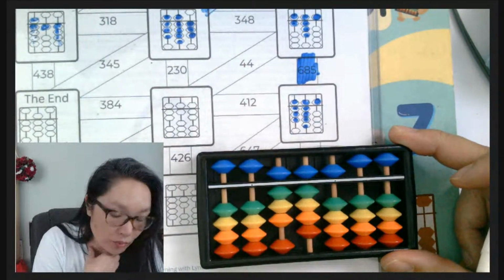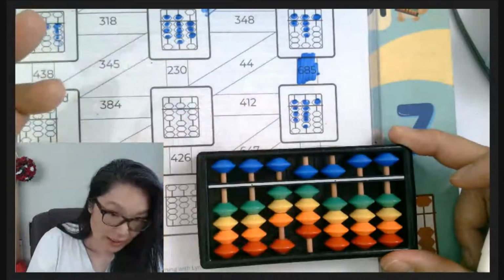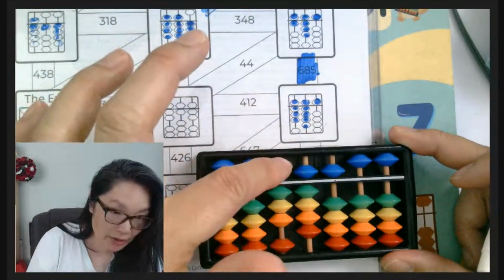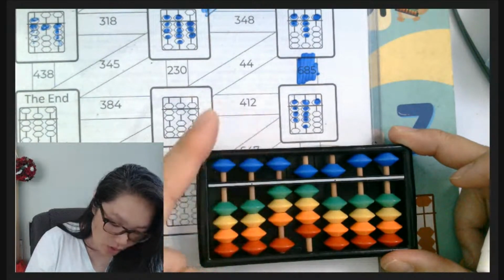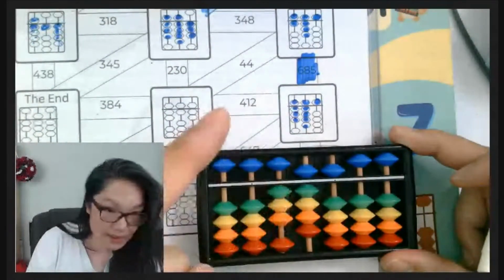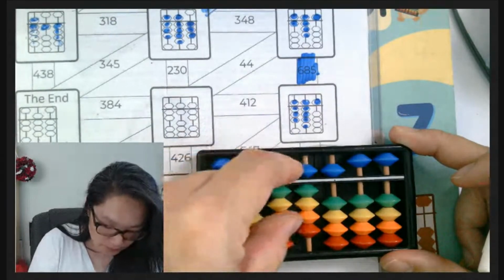What about the blue? If it goes up like this, then this would be 3, because now it's no longer counted. So we count 5, 6, 7, 8, or 1, 2, 3. Does that make sense? So what number do we have here?